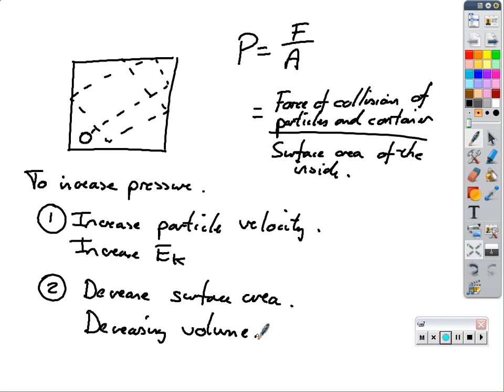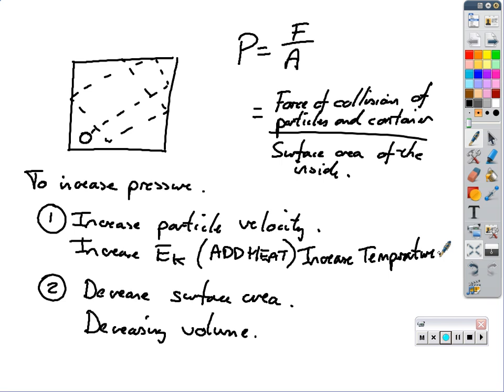I want to add the heat. That's where the energy comes from. So increases EK by adding heat. We're going to add heat to do that. That means we're going to increase temperature. So, to increase the pressure, we can increase the temperature, or we can decrease the volume.